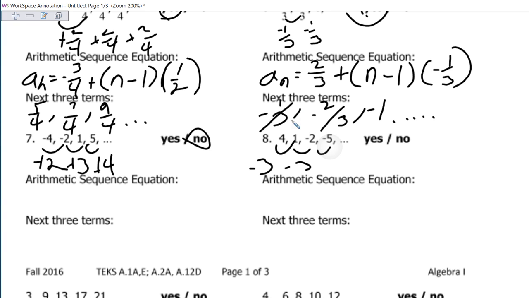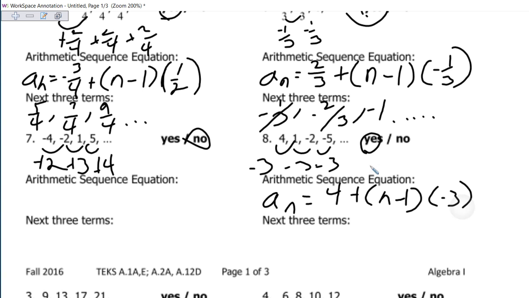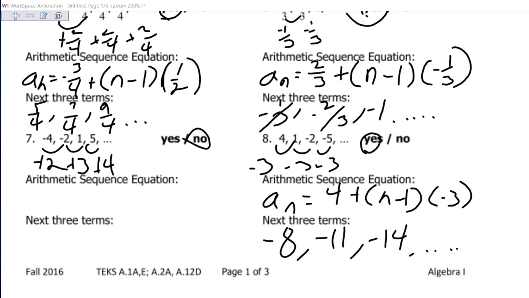The arithmetic sequence equation is a sub n equals the original number is 4 plus n minus 1 on the outside of negative 3. Our next three terms, we're going to subtract 3 from negative 5, which is going to be negative 8. And then subtract 3 again, that's negative 11. And subtract 3 from that, and that's negative 14. And there it is. It keeps on going. Alright. That's not too bad. Pretty easy stuff.